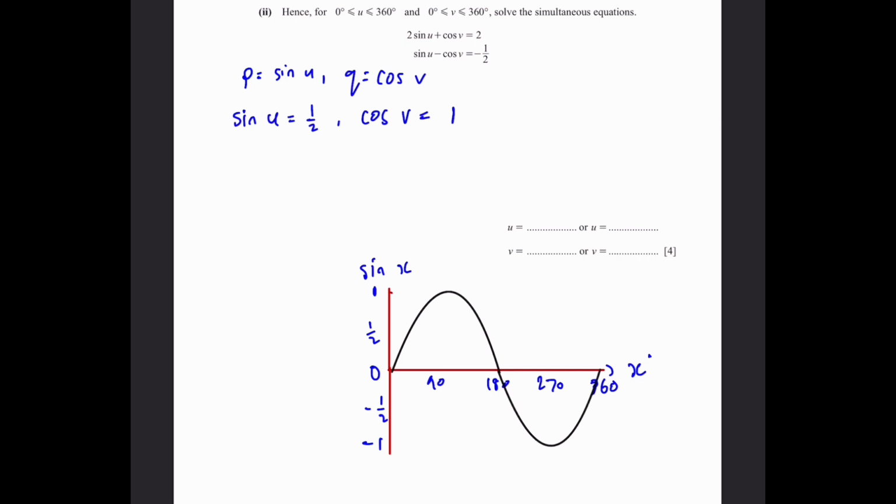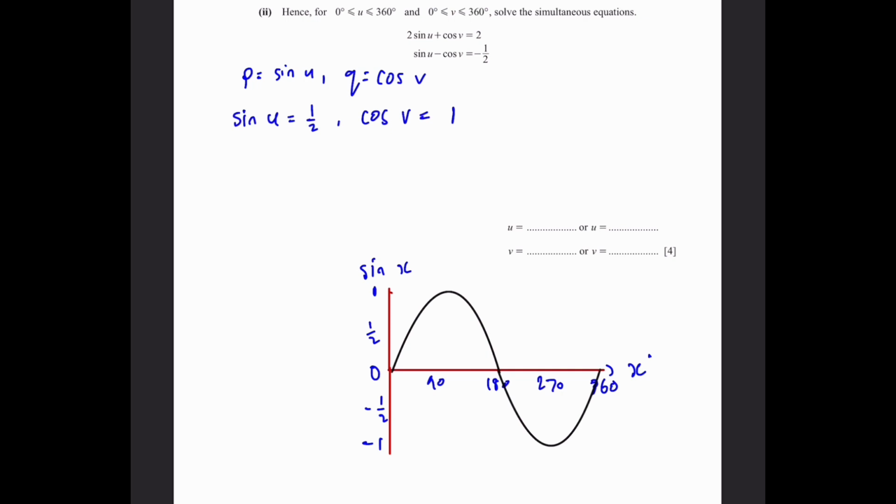I know it's not that accurate because you can see minus 1 does not exactly touch the wave. This is just a sketch, just remember that. And actually, this is just for explanation. It's not necessary to do this if you're writing the question on your own. We see over here we have sine U equals half, cos V equals 1. So this is the sine graph. I'll draw the cos graph in a minute.